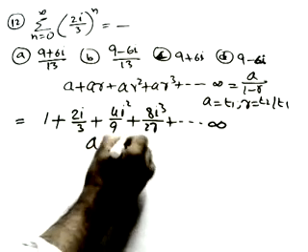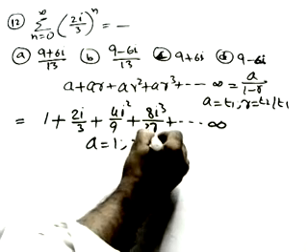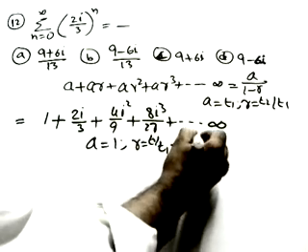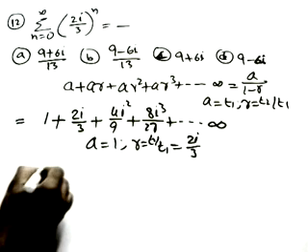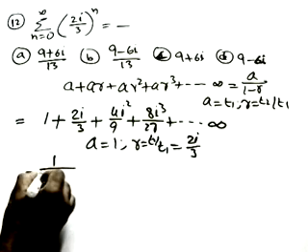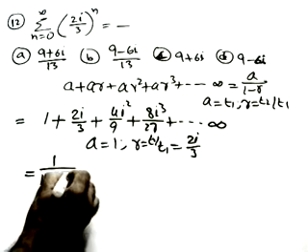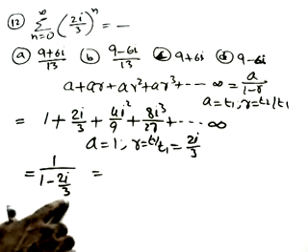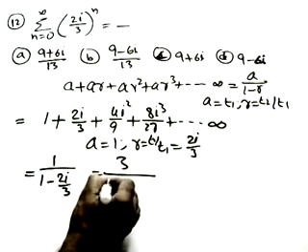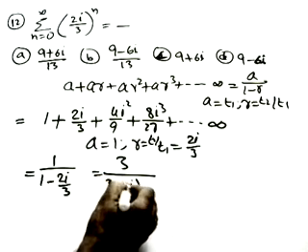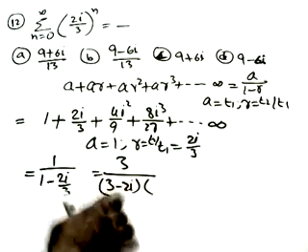So its formula is a by 1 minus r. A means first term, r means t2 by t1. T2 is 2i by 3 by 1, 1 is the same. So let me use the formula a by 1 minus r: 1 by 1 minus 2i by 3. Now if you take LCM, 3 into 1 is 3. This 3 will go in the numerator, 3 divided by 3 minus 2i.